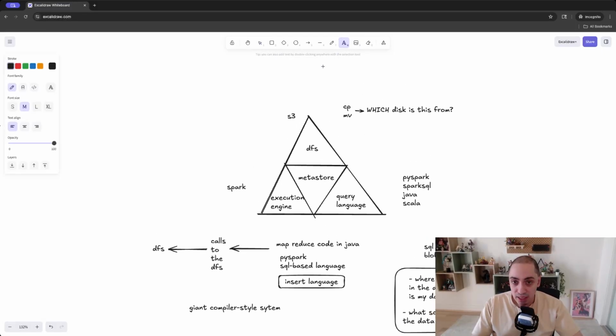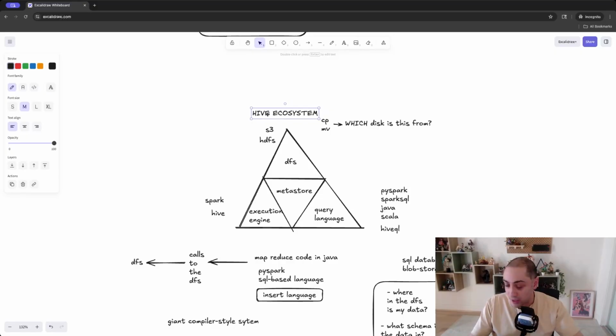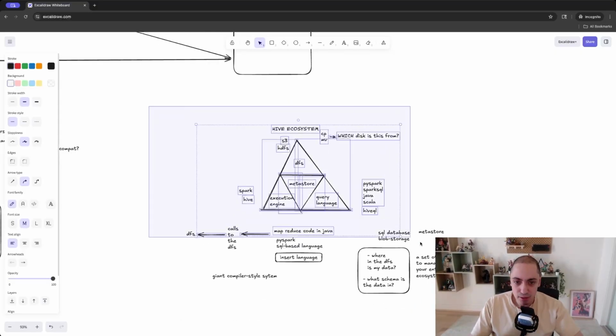This was originally in the Hive ecosystem. That's how all of this was originally created. So you had the Hive metastore, you had the Hive execution engine, you had HDFS as the original version of the file system, and then you had Hive QL for the query language. That's the original structure, and then it expanded from there into a lot of other things. But the core of it still remains.